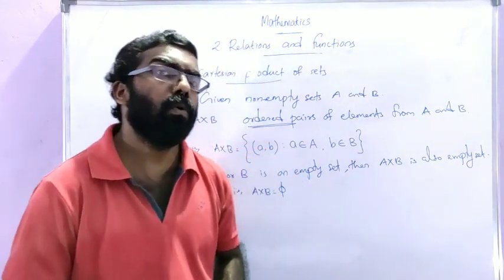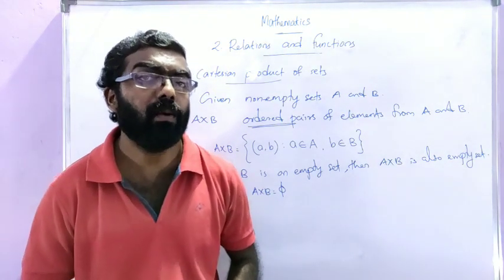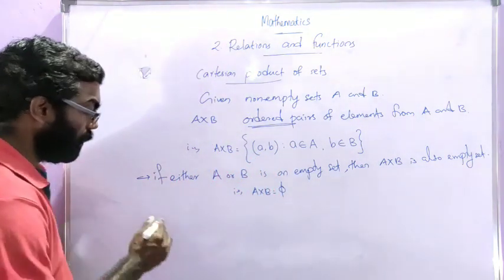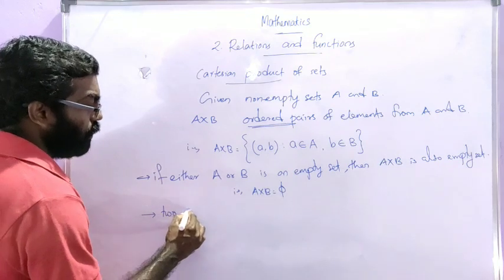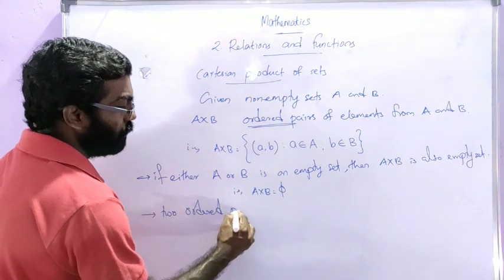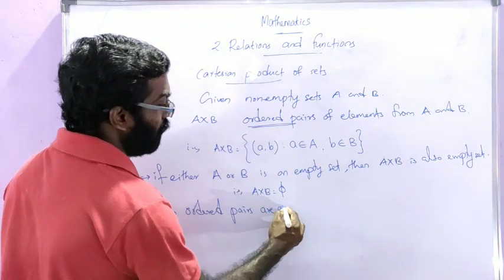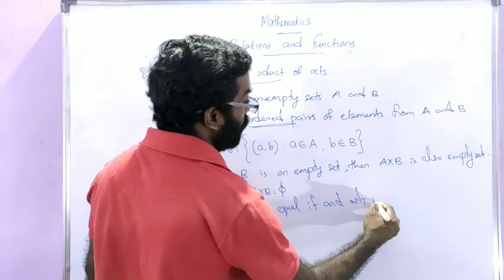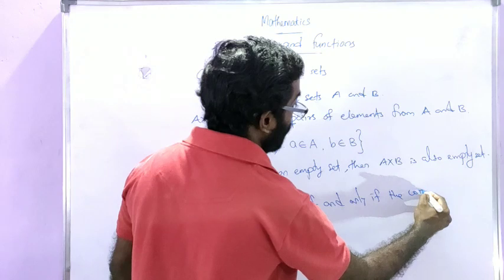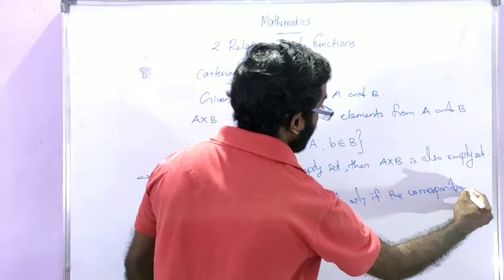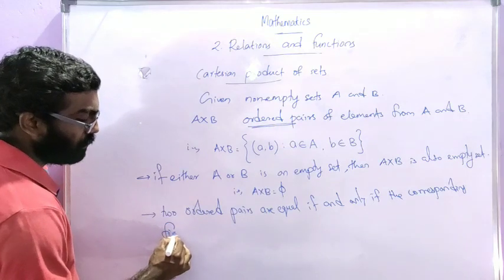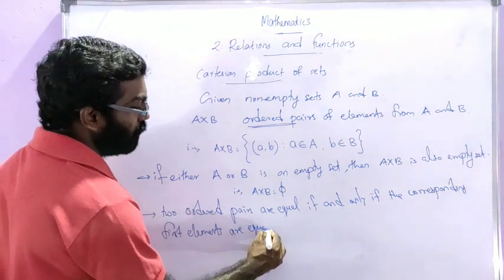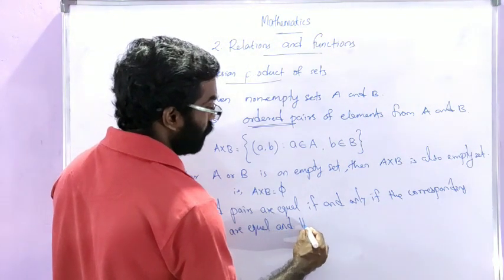And the next one is, two ordered pairs are equal if and only if the corresponding first elements are equal and the second elements are also equal.